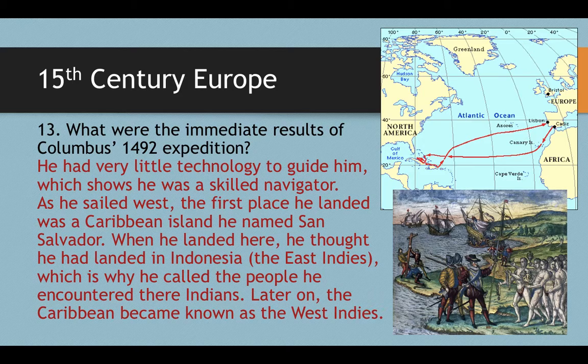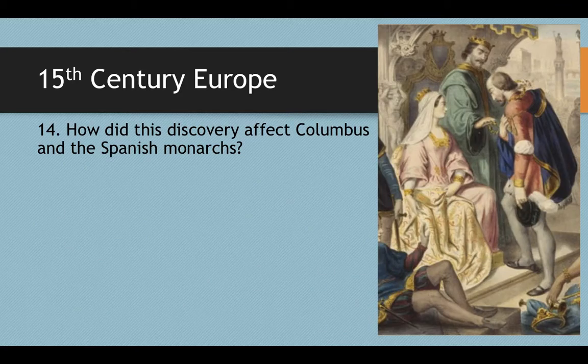And that's why people later on called this land the West Indies, because it's in the Western Hemisphere, but they're similar to the islands of Indonesia. So that's another reason why the people that he encountered there, he called them Indians, because he thought they were from the Indies and not from this new continent. He didn't know this continent existed.